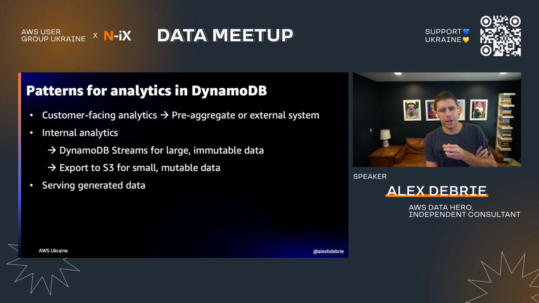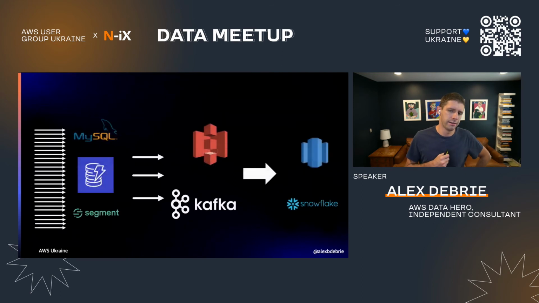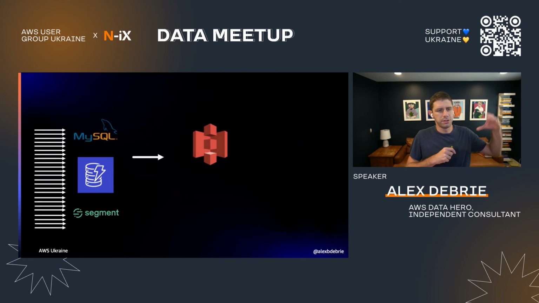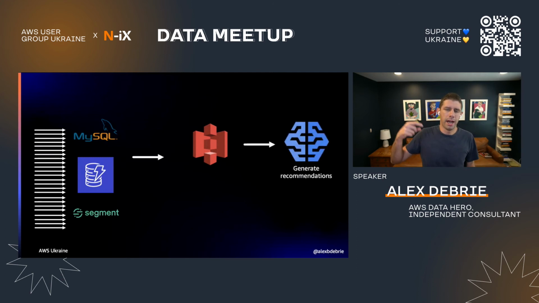All right, last pattern we have here. This is a little different, but it's just serving generated data back to your users. So sort of like customer-facing analytics. But again, if we go to our system, we have all this stuff happening against our operational data. What you might do is take all that operational data, put it into S3, and maybe now you have some sort of offline process to generate recommendations.